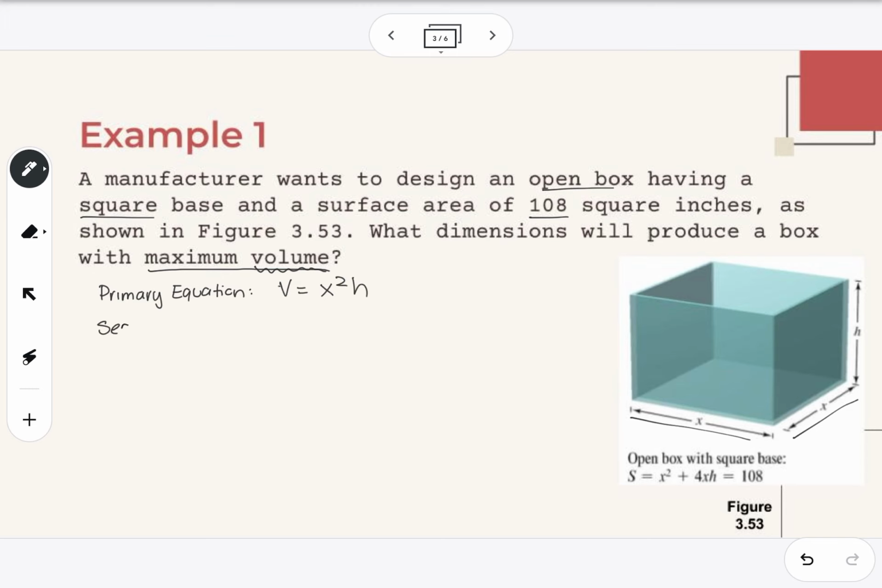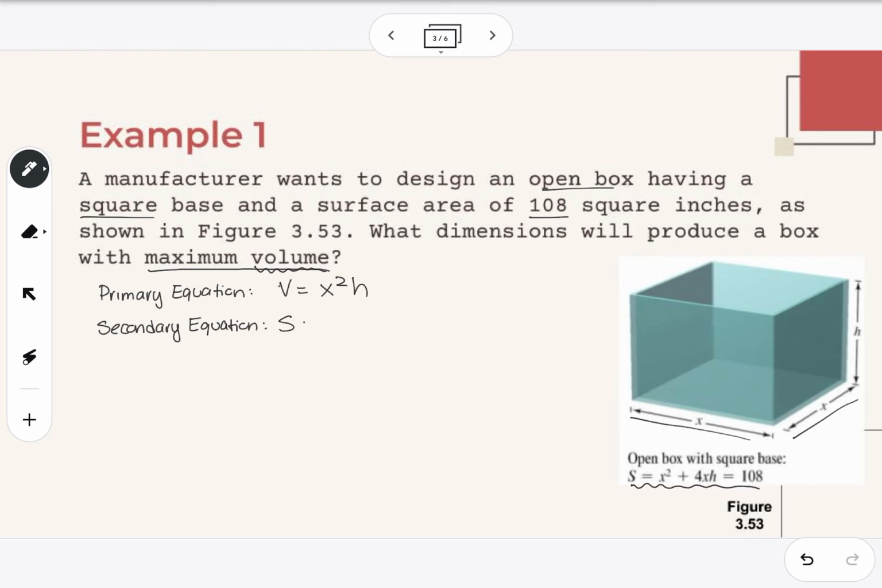We also need a secondary equation because right now, one equation with 3 variables, that's not going to be super helpful for me. I want to get it down to eventually one equation with 2 variables. So to do that, you need a secondary equation. Your secondary equation, it'll change depending on the problem. In this case, they're giving it to us by telling us about our surface area.